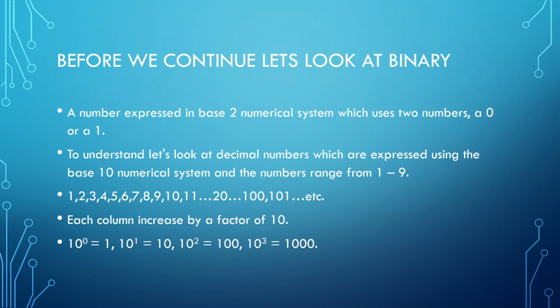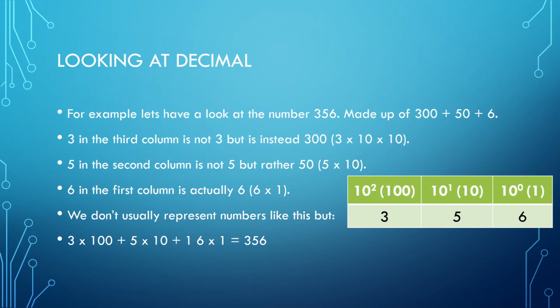Now, to understand this, let's actually look at a decimal number. So in this case, let's have a look at decimal number 356. Now, this is made up of 300 plus 50 plus 6. And if we look at the actual number itself, there are 3 columns. There's a column for a 6, a column for a 5, a column for a 3. Now let's move from the leftmost column or the third column all the way to the rightmost column or the first column. Now the third column has a 3, but it's not actually a 3. What that column is used to represent is a 300.